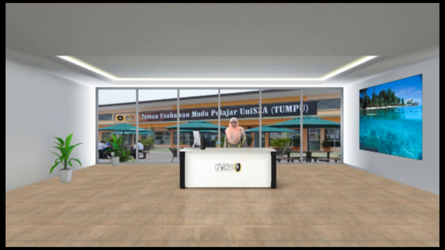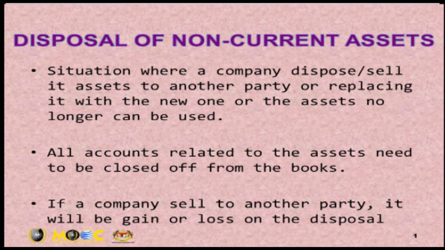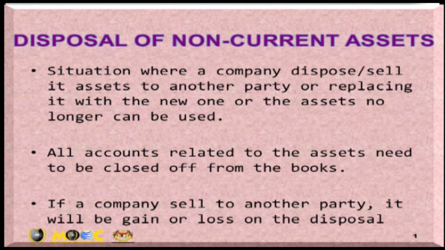Now we're going to continue on disposal of non-current assets. So, what is disposal of non-current assets? It is a situation where a company disposes or sells its assets to another party or replaces it with a new one, or the asset no longer can be used.